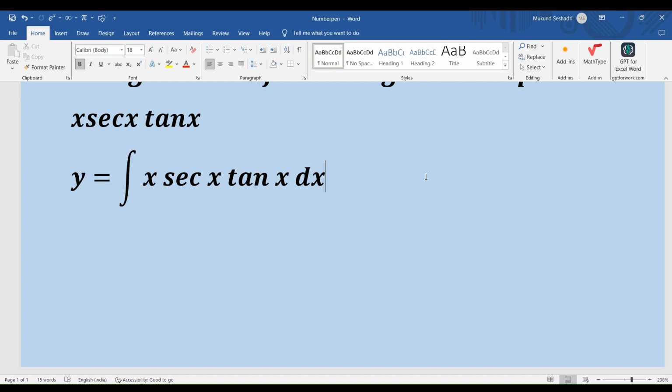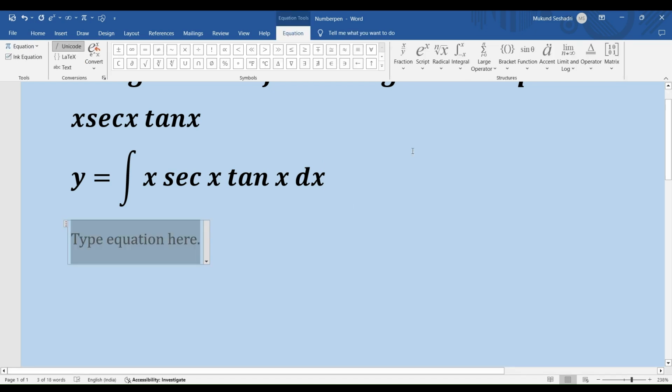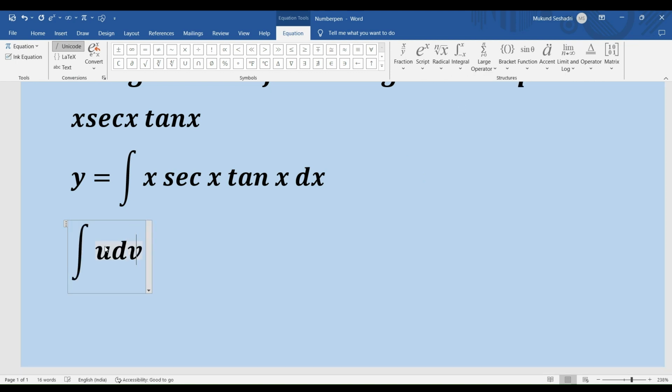So, can I solve this by the method of integration by parts? The answer is yes, because I do see that if I treat my x separately and treat my secant x tan x dx separately, I have an expression of the format integral of u dv. Therefore, I'm going to apply integration by parts and try to solve this problem. And let's see what happens. So, my integration by parts, what does it say? Integral of u dv equals uv minus integral of v du.